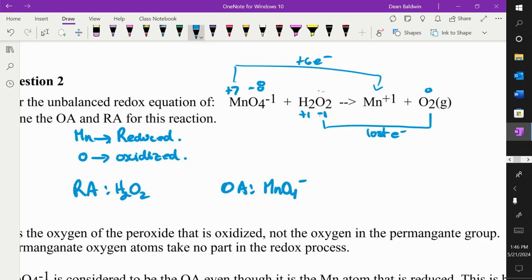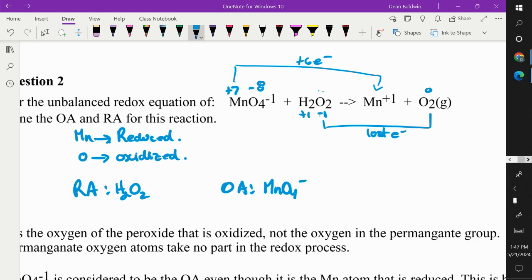Okay? Does that make sense? It's a bit weird in that the thing that is reduced is the oxidizing agent. The thing that is oxidized is the reducing agent. Okay? You just got to think about it a little bit. You can complete the half reactions and then write out the reducing agents and oxidizing agents for the rest of it. And that's pretty much the end of class, peoples.